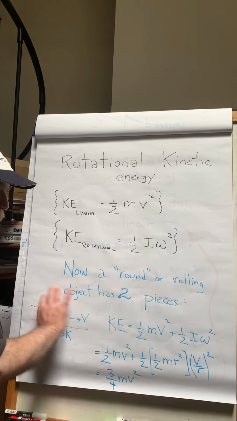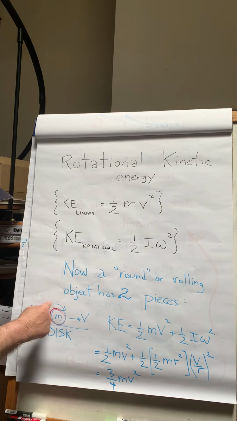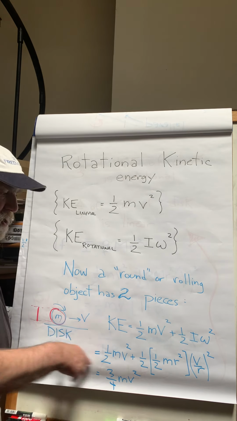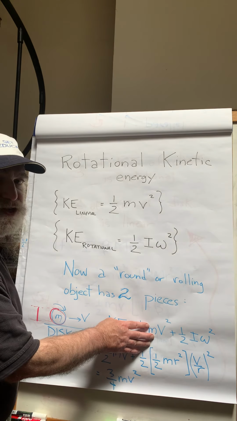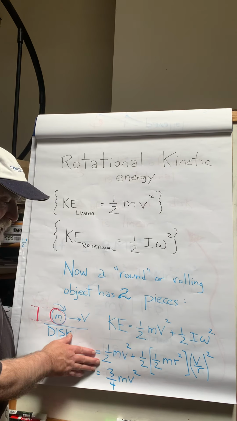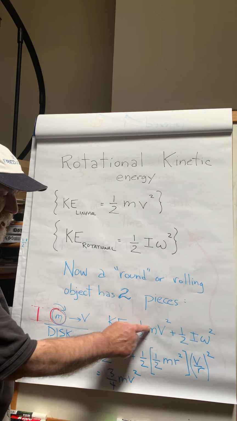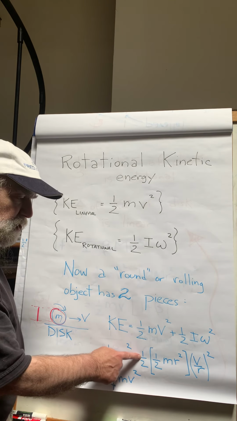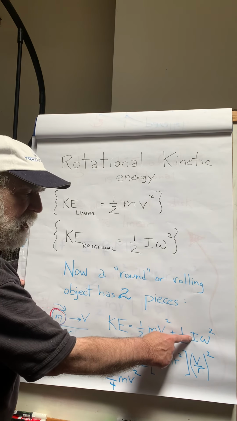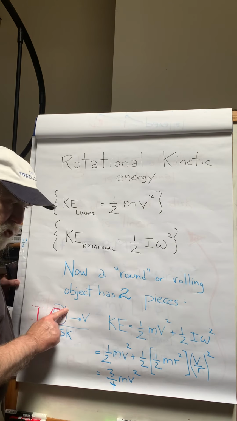So now a round or rolling object has two pieces to it. It has these two energies. So a rolling disc, seen from the side, like a coin, rolls along. Some of the energy is 1/2 mv squared, and some of the energy is 1/2 I omega squared. So let's factor out what's common to those, and substitute. We have 1/2 mv squared in linear terms, and the moment of inertia for a disk is 1/2 mr squared, where r is the radius.